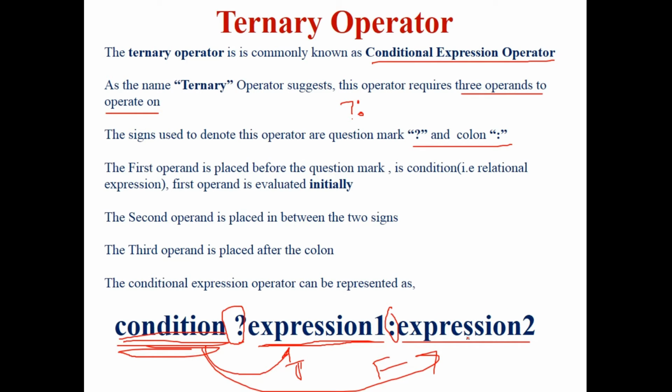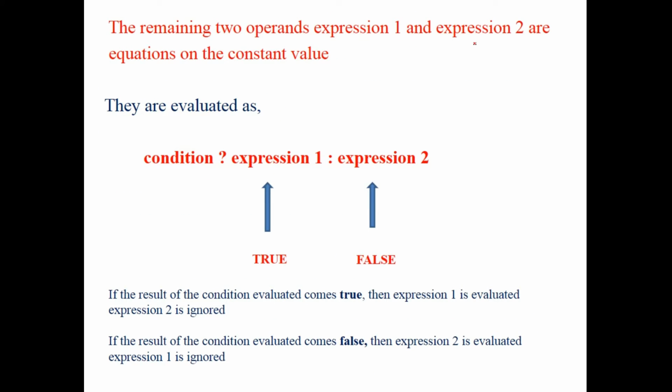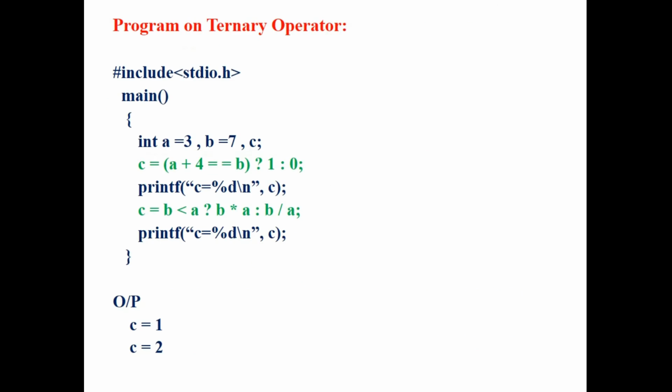The remaining 2 operands, expression 1 and expression 2, are evaluated depending on the condition. If this condition becomes true, then you will calculate expression 1. If this condition becomes false, then you will directly go to expression 2 and calculate it. You will skip expression 1 and not consider it if your condition is false. If the result of the condition comes true, then expression 1 is evaluated. If the result is false, then expression 2 is evaluated. Expression 1 is ignored.